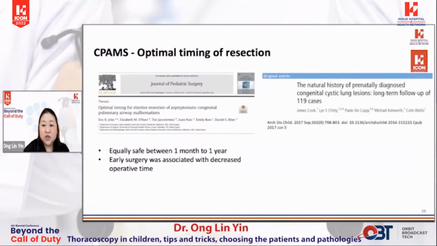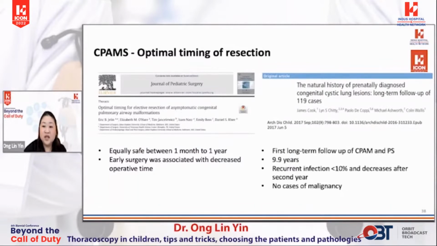On the other side of the ocean, the Europeans tend to prefer the watch and wait approach, and this long-term study by GOSH shows that the infection rate is actually less than 10% and actually decreases after the second year of life, and they did not detect any cases of malignancy.